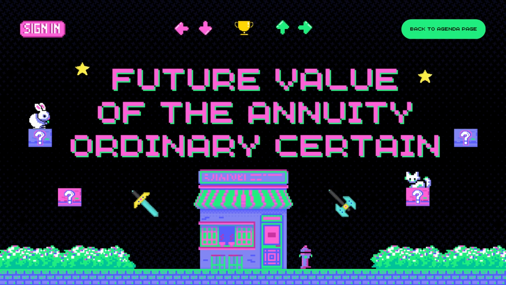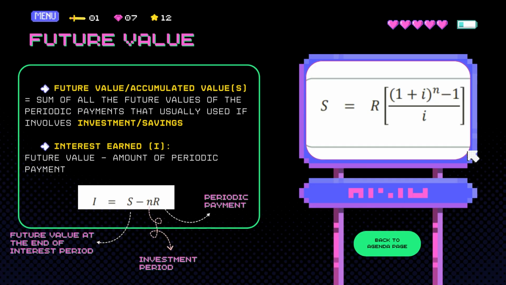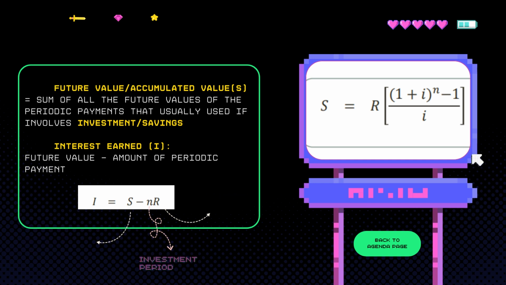Future value of the ordinary annuity certain. Future value, or accumulated value, is the sum of all the future values of the periodic payments, usually used if it involves investment or savings. There is an interest earned formula, which is future value minus the amount of periodic payment.